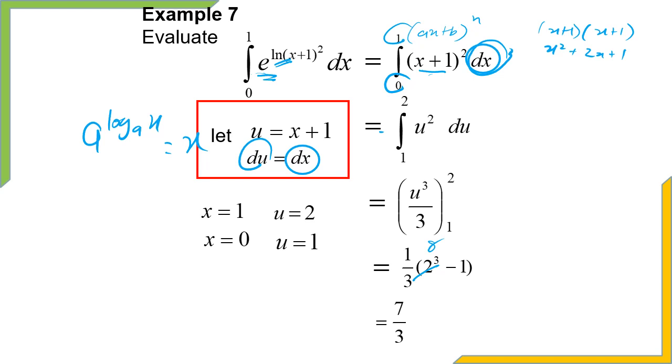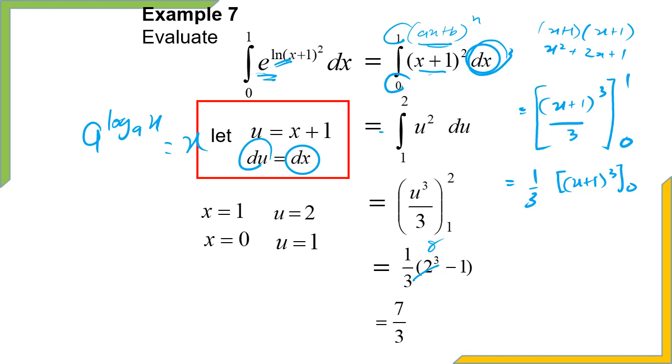Okay. So if we want to use the general power rule, we will get (ax + b) to the power of n plus 1 over n plus 1, right? So it will be (x + 1) to the power of 3 over 3 directly from 0 to 1. So if we substitute the value, we can factorize out 1 over 3. So it will be (x + 1) to the power of 3 from 0 to 1.